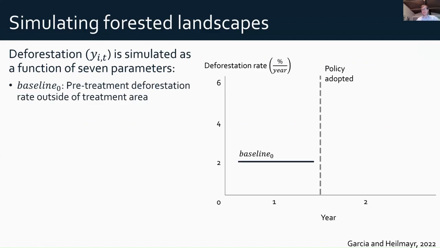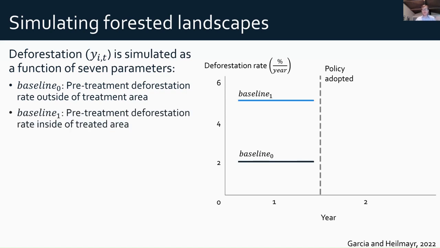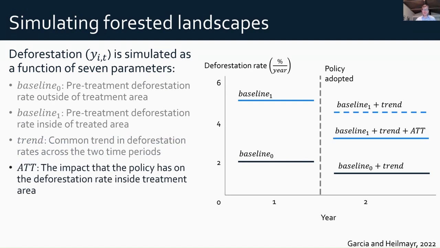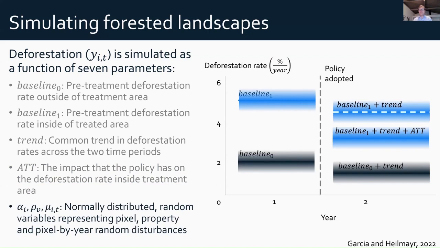So we have a baseline deforestation rate in the control units, a baseline deforestation rate in the treated area, some trend that's common to both of them. So how is deforestation changing across the landscape through time? And then what is this known ATT? So we're going to force the model to have a known ATT, but we're going to introduce a bunch of random variation, whether at the pixel, property, or pixel-by-year level. We're going to have these random disturbances that add noise. And so we can run 1,000 different iterations of this change in deforestation.